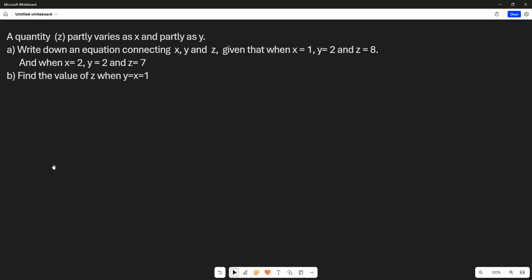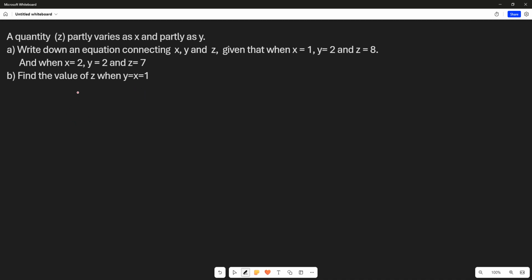Let's look at this variation question. The quantity z partly varies as x and partly as y. Let's write down an equation connecting x, y, and z, given that when x is 1, y is 2, and z is 8, and when x is 2, y is 2, and z is 7. And then we are supposed to find the value of z when y is equal to 1 and x is equal to 1.